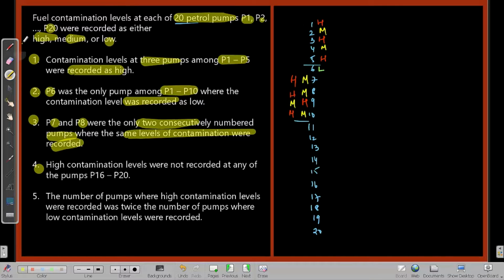Let's look at number 4. High contamination level was not recorded in any of the pumps from 16 to 20. So from 16 to 20, none of these were high, which means we need to have low and medium. And we cannot have anything that is consecutive, which means there are just 2 cases here. One case is that 16, 18 and 20 are low, and 17 and 19 are medium. That's case number 1. Case number 2 is we have medium in 16, 18 and 20, and then low in 17 and 19. So those are the 2 cases.